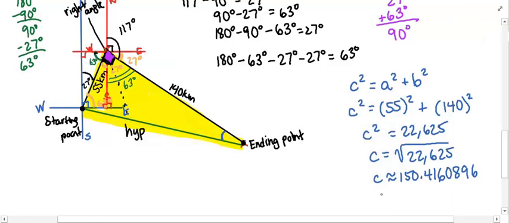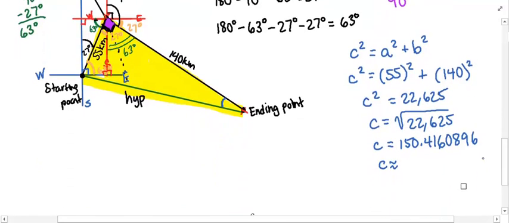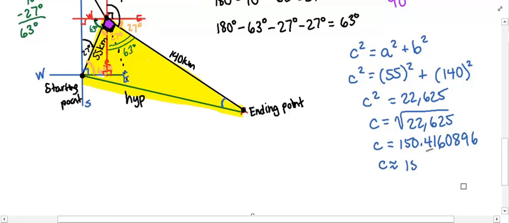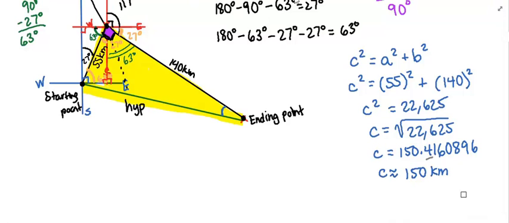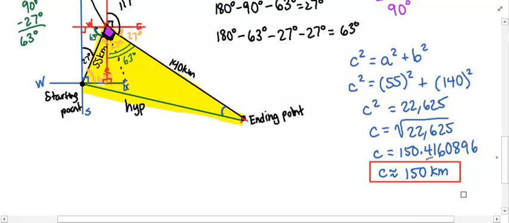And now we can round. Let me put this as equals, since that's the full decimal expansion, and then I will round. We need to round to the nearest kilometer. If we look after the decimal point, there is a 4, so we don't need to bump it up. We can just go ahead and round. The nearest kilometer is 150. This is a distance, so the units are kilometers. This is going to be the approximate distance between the starting point and the ending point.